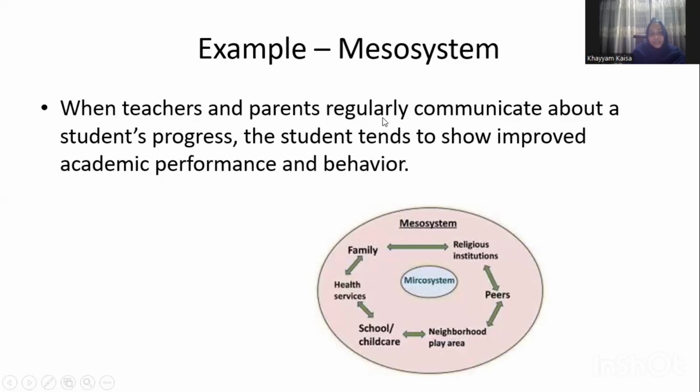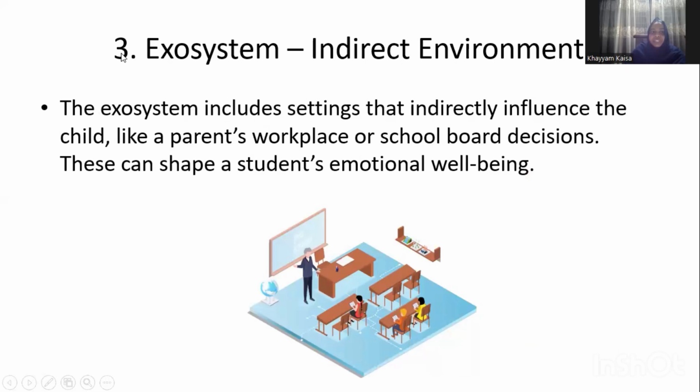When teachers and parents regularly communicate about a student's progress, the students tend to show improved academic performance and behavior. So this is the mesosystem. Next, I'll move to the third point, exosystem. What is exosystem? Exosystem is the indirect environment.